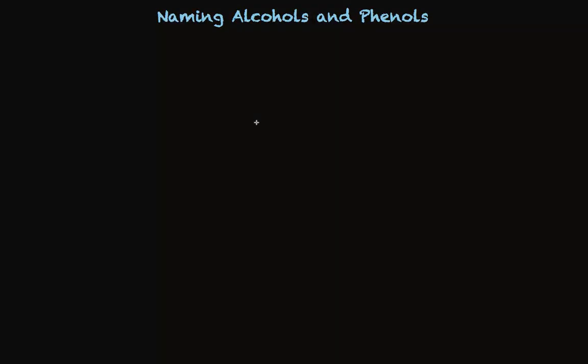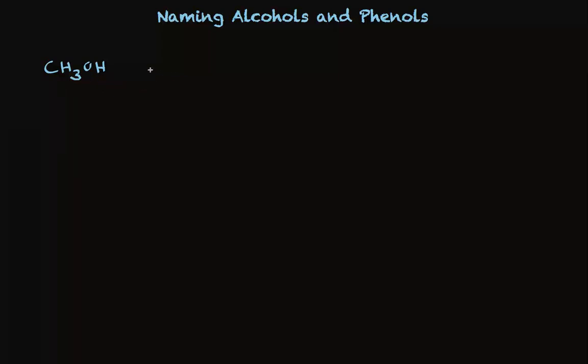There are two ways to name alcohols, the so-called common names and the systematic IUPAC names. Let's take a quick look at the common names. It's simple. Simplest alcohol there is, methanol. The common name is methyl alcohol.